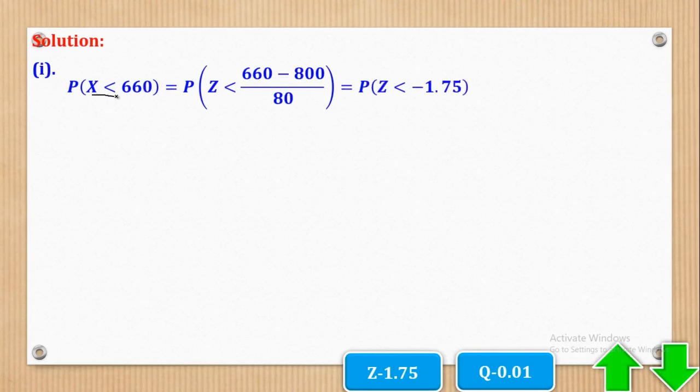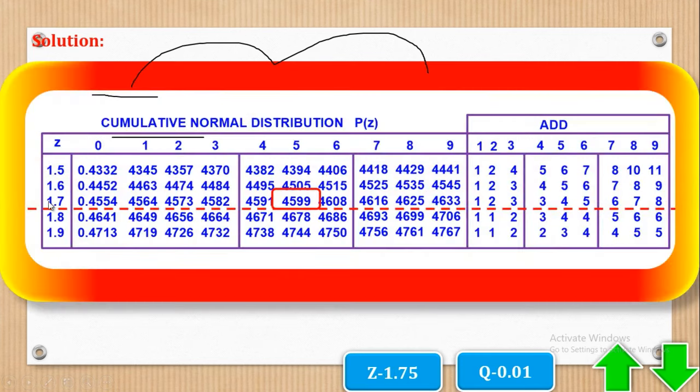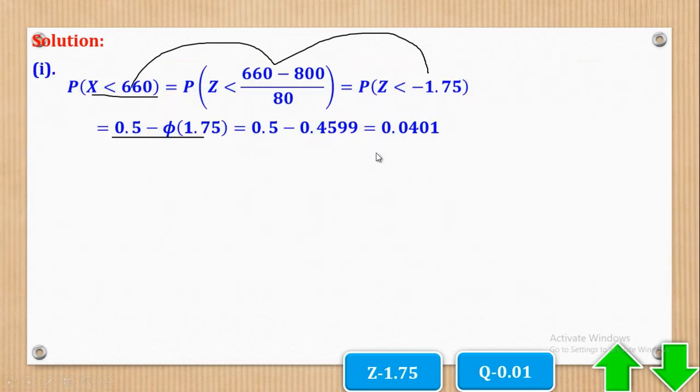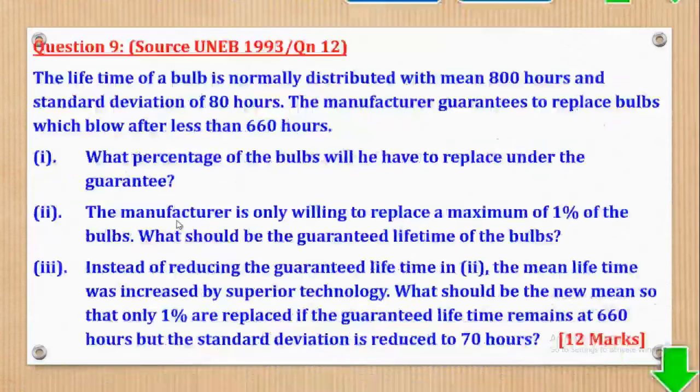So we shall come and write probability x less than 660, then we standardize to come up with negative 1.75. Then next is expressed in terms of phi and to read the table. When I read the table for 1.75, it will be 0.4599, and then to come up with 0.0401. After that, we shall multiply it by 100 to get the required percentage, which should be 4.01. So that was Roman 1.